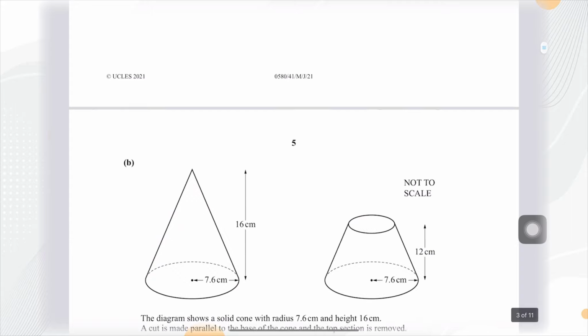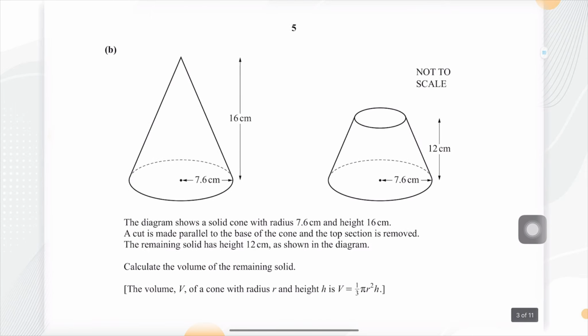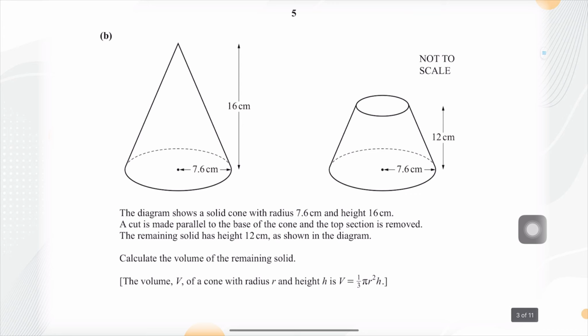All right, now this is the same question and this is part B of it. Let's see what it says. It says the diagram shows a solid cone with radius 7.6 centimeter and height 16 centimeter. A cut is made parallel to the base of the cone and the top section is removed.